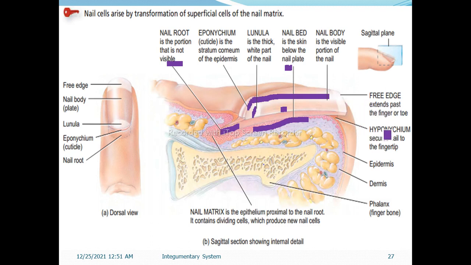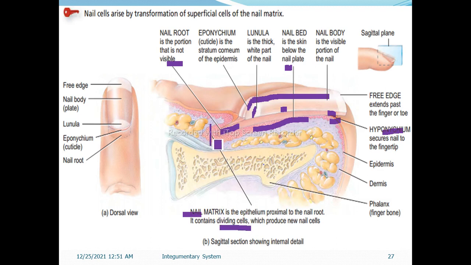The other is the hyponychium. It secures the nail to the fingertip. This is the fingertip, and this is the nail. The structure which connects or secures the nail with the fingertip is known as the hyponychium. This is epidermis, this is dermis. The other is the nail matrix. The nail matrix is the epithelium proximal to the nail root. This is the nail root, and this is the nail matrix.